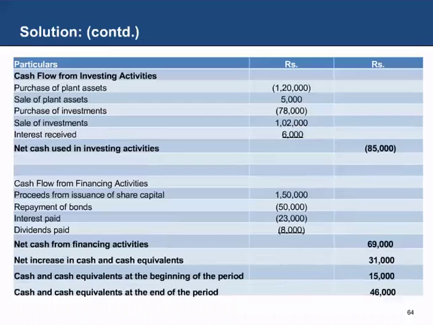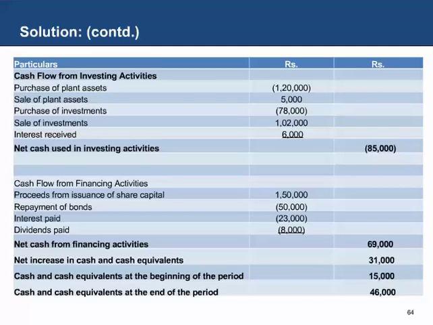Thus the cash flow from investing activities would have the following items. This is how it is required to be prepared while preparing your answers. Purchase of plant assets as given in the adjustment is 1,20,000. Sale of plant assets, the amount you received and not the profit and loss on the plant assets, is 5,000.